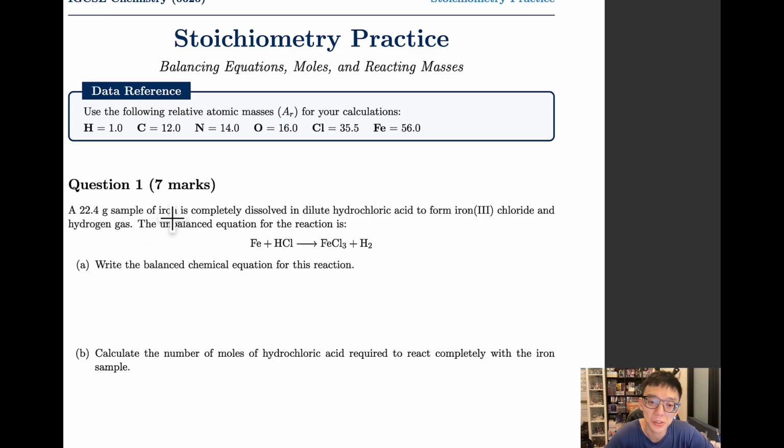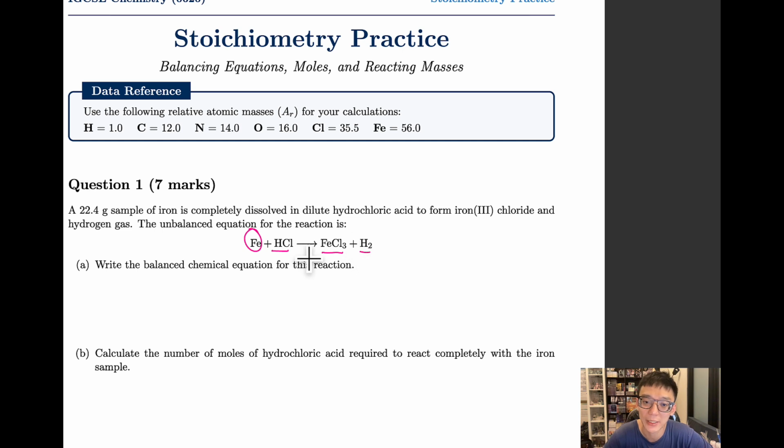For the first question, a 22.4 gram sample of iron is going to be completely dissolved in dilute hydrochloric acid. And then the reaction is provided. This is the iron, this is the hydrochloric acid, and it produces iron trichloride, this is the molecule, and hydrogen gas.